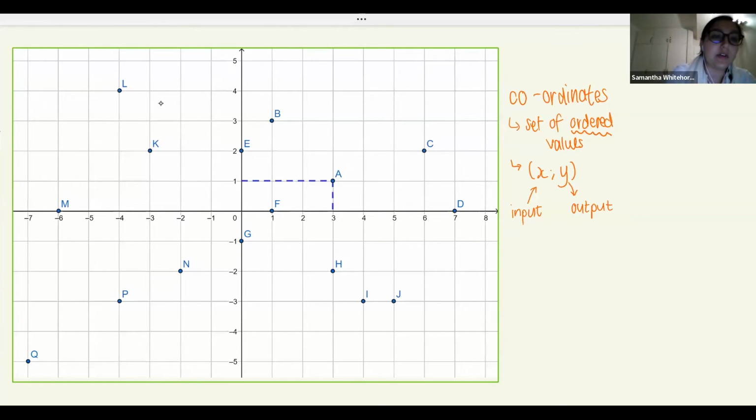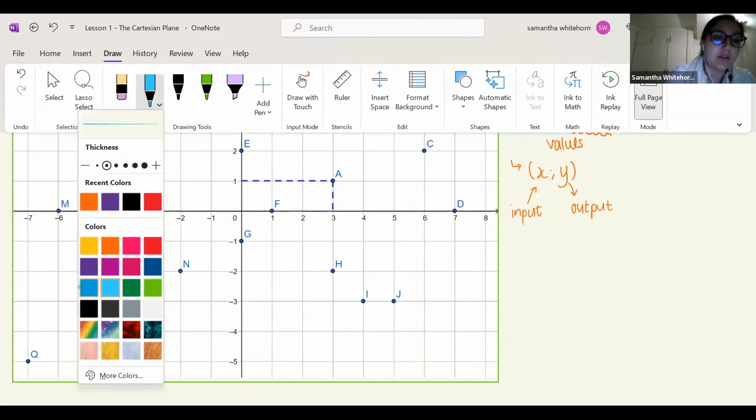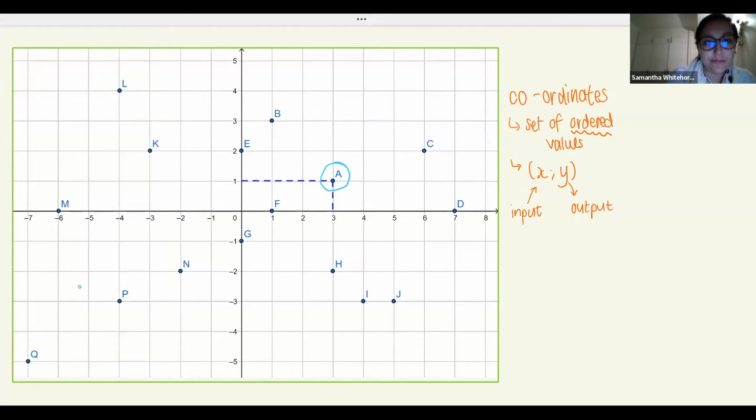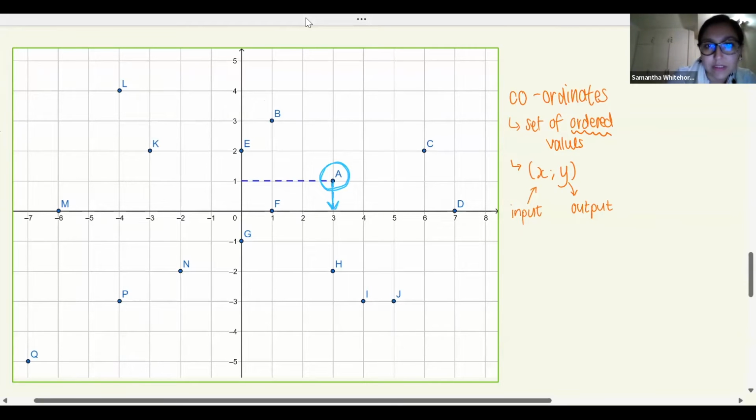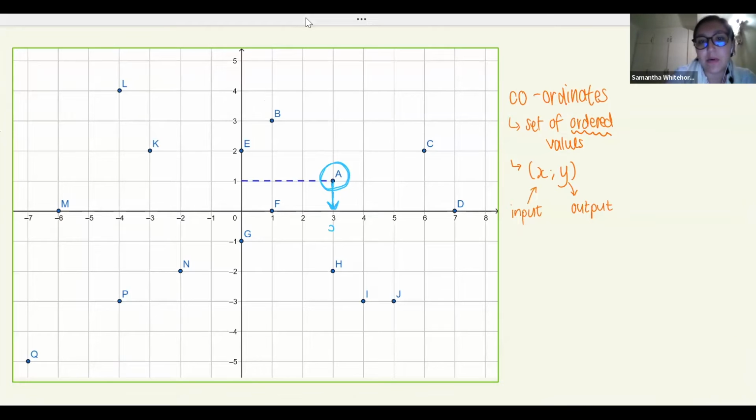So if we go and have a look at, and we're just going to start with the first one. If we go and have a look at A, here's coordinate A, we want to read off its coordinates. In order to do that, we want to read down to our x-axis. We want to see where it lines up with the x-axis, and we can see that this A value lines up with x equals 3. And then we want to read across to the y-axis to get our y coordinate, and we can see that that is 1. So this coordinate for A is at 3, 1.